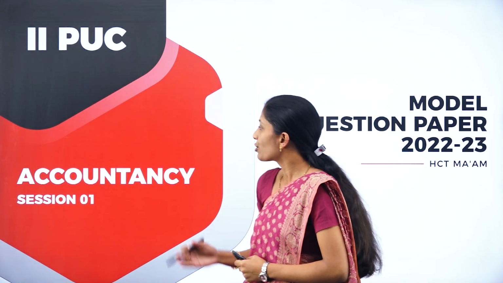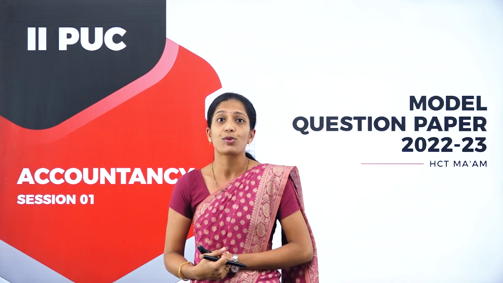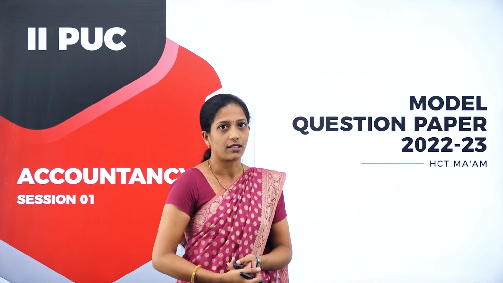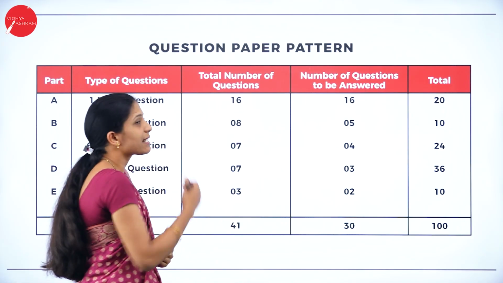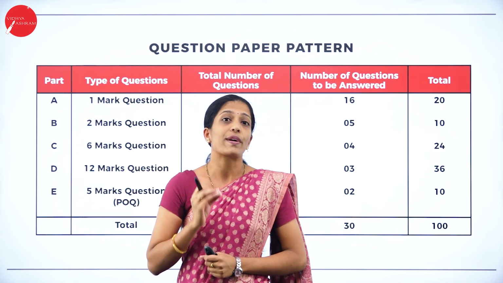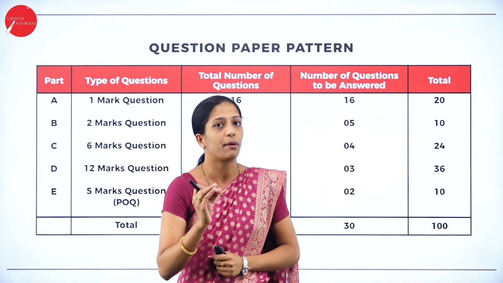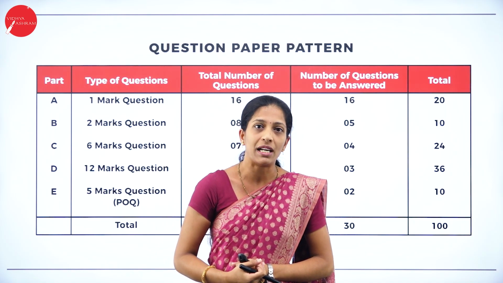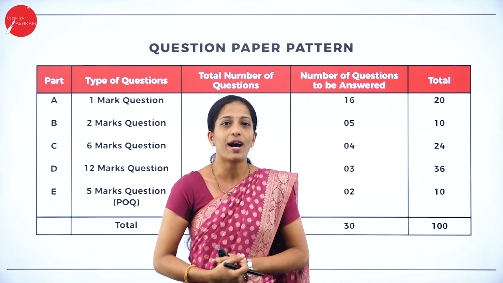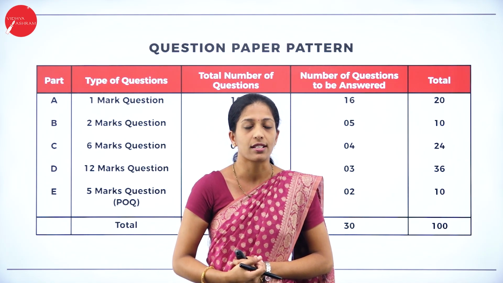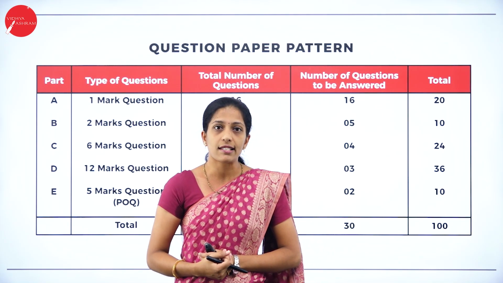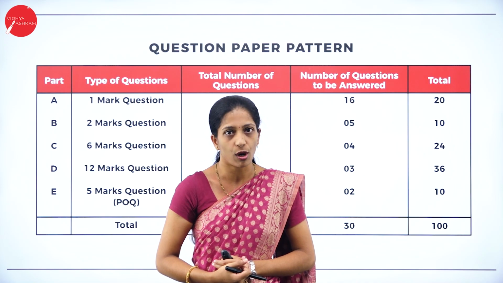So as I told you, today we are going to discuss your 2nd PUC Accountancy model question paper 2022-23. Now moving on to this session, let us see what is the question paper pattern. So my dear students, this year your question paper pattern has been changed a bit. So you will be having multiple choice questions, fill in the blanks, match the following as well as 1 mark or 1 word questions. So let us see what would be your question paper pattern. Along with that, we shall discuss the solution for that paper also.